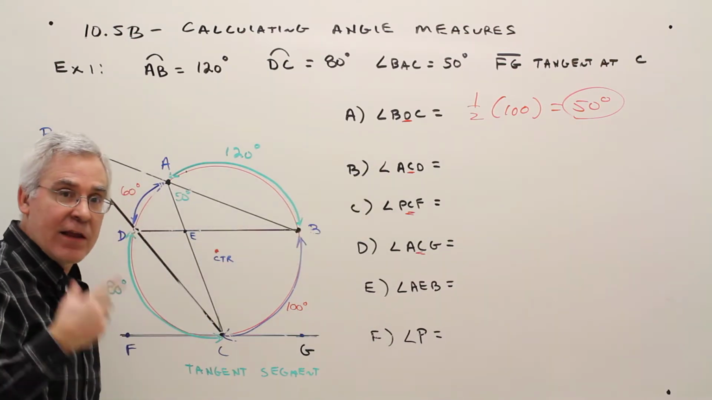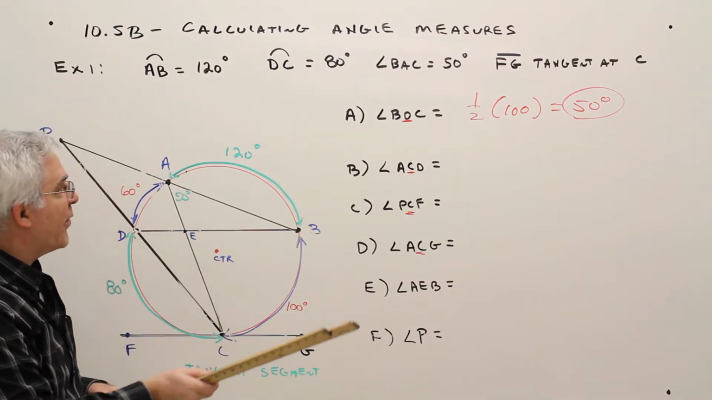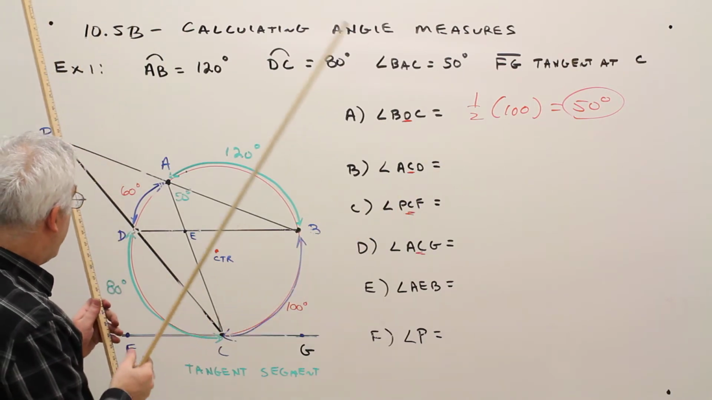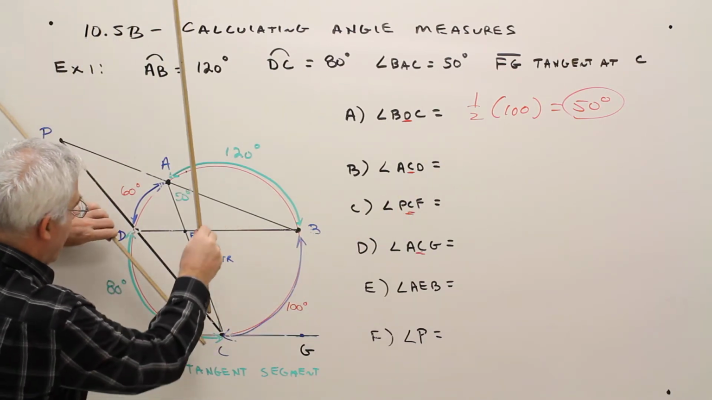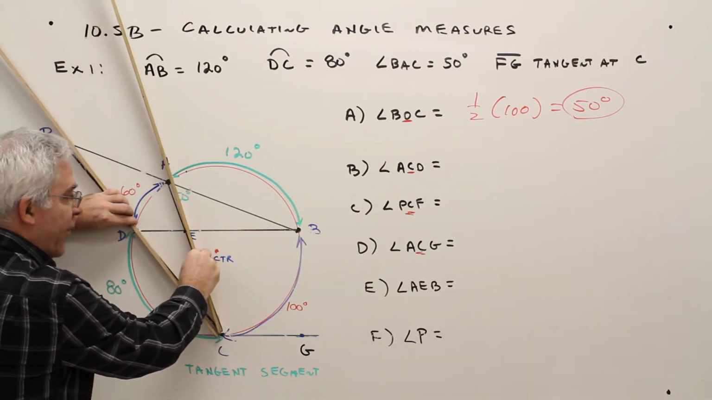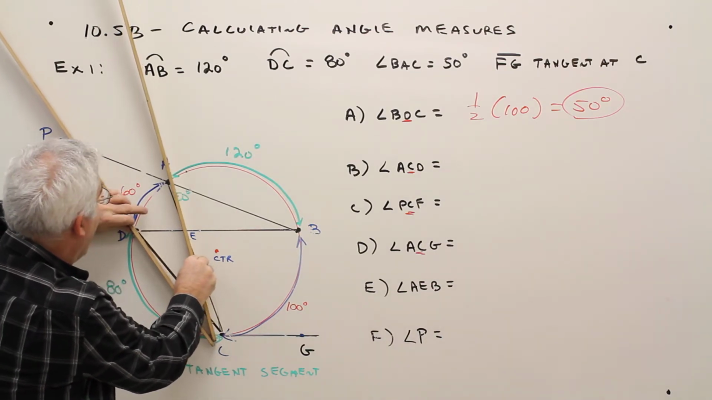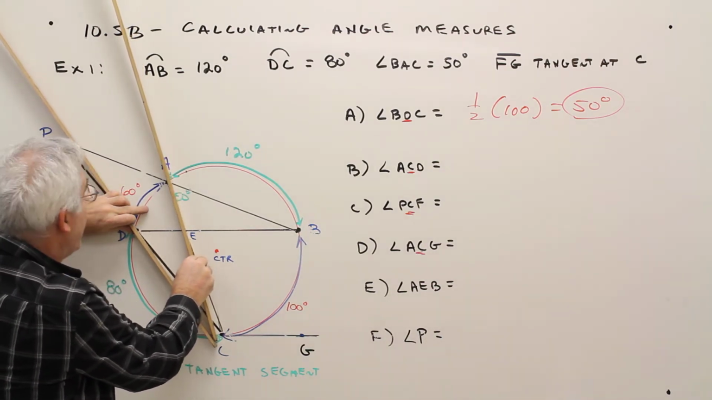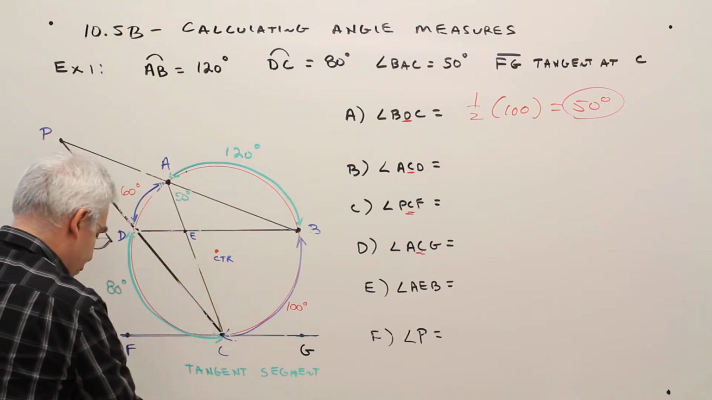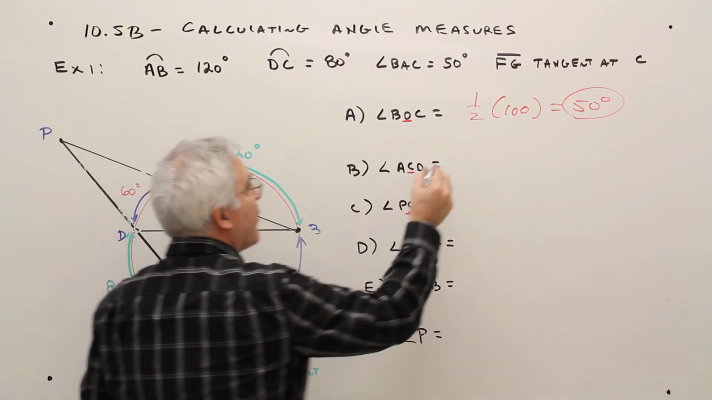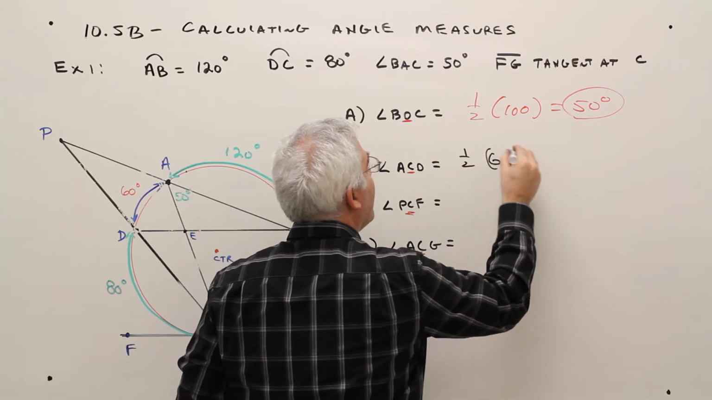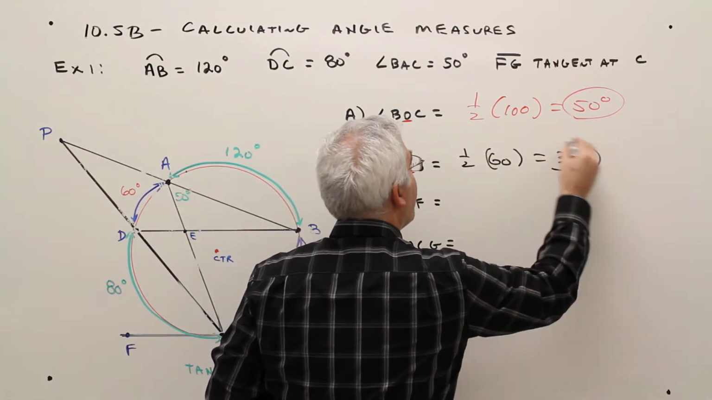Okay, ACD. Again, C is the vertex. The rays go through A here and D here. So again, the vertex lies on the circle. So it's going to be 1/2 the intercepted arc. I already calculated that intercepted arc to be 60. So as far as my work, it's going to be 1/2 of 60 equals 30 degrees.